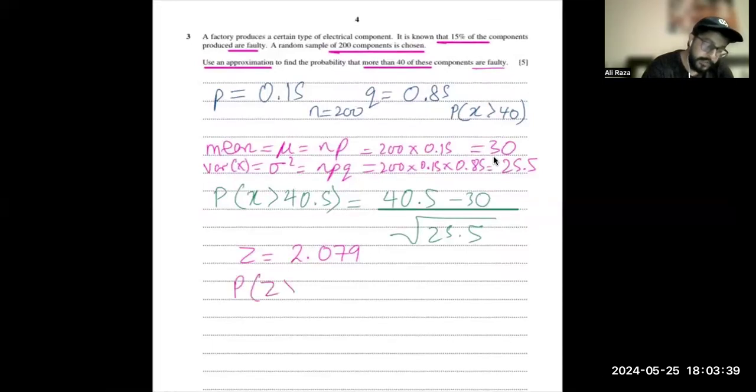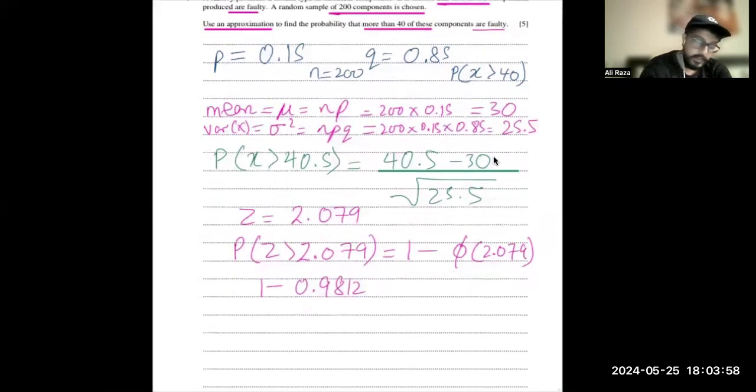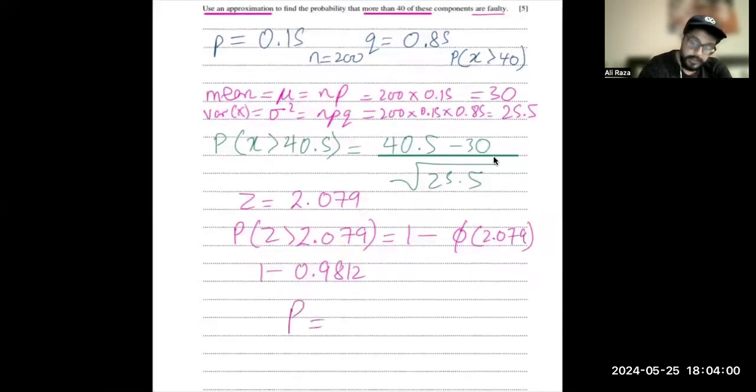Probability for z greater than 2.079 would be equal to 1 minus the probability for less than 2.079. We have 1 minus 0.9812. The answer for this would be 0.0188.